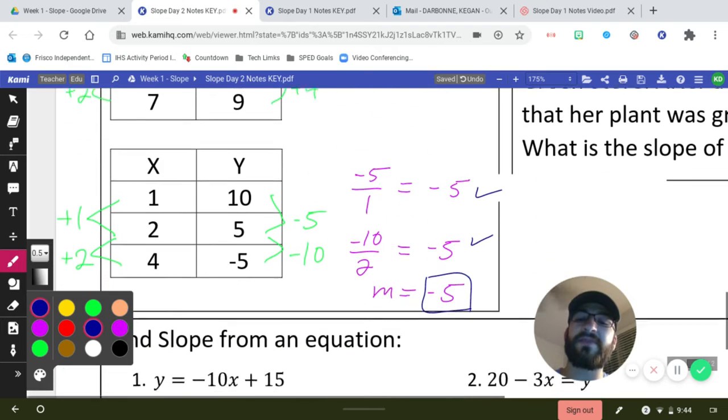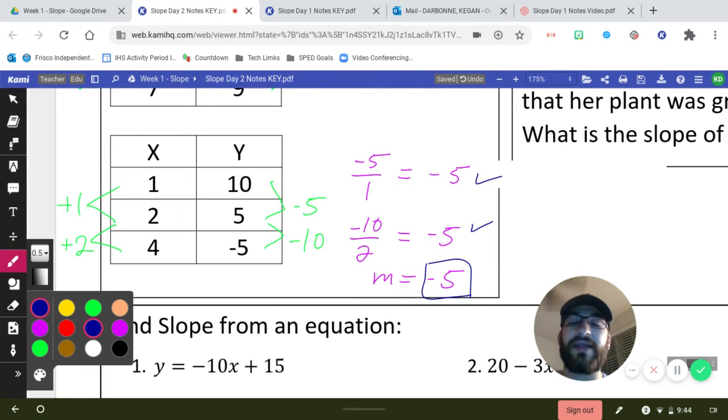They're going to be the same. Sometimes they'll be different. You just need to make sure to check that it's the same ratio. If you don't get that same ratio between all of them, then the table is not representing a slope situation, which we'll talk about more later. Don't worry about it so much for today.